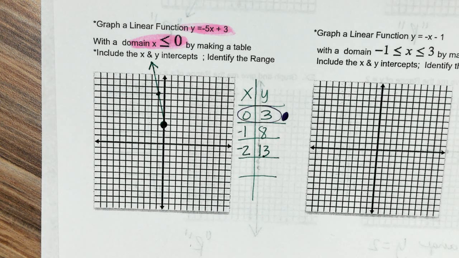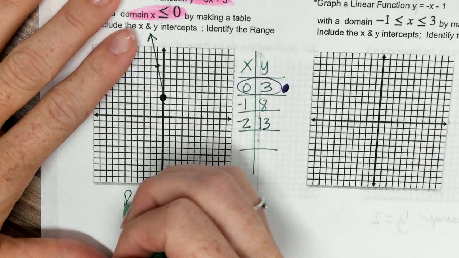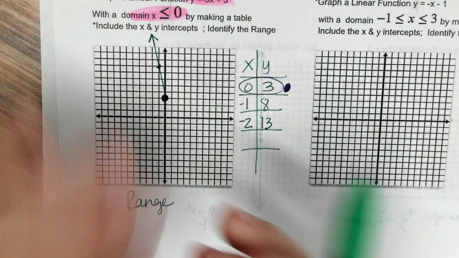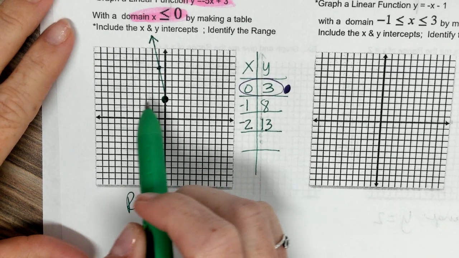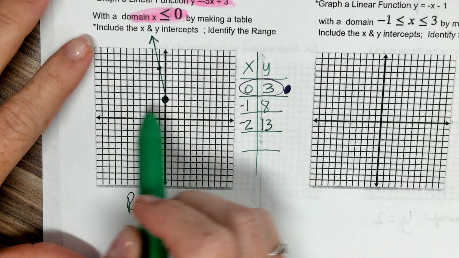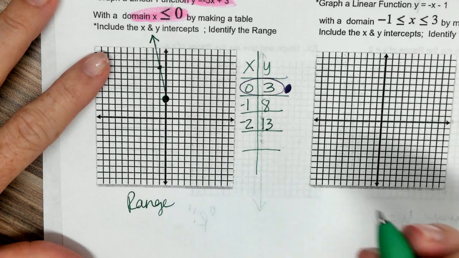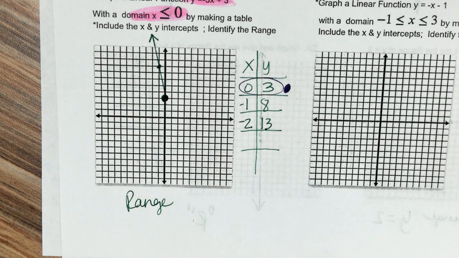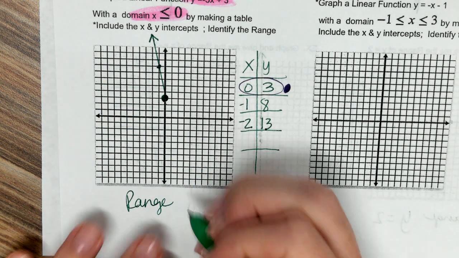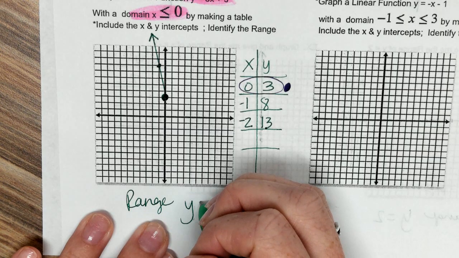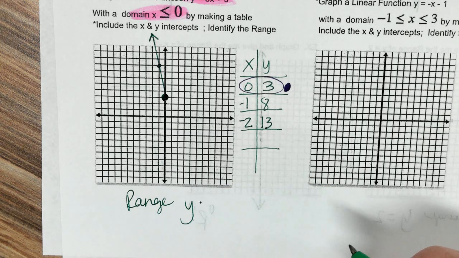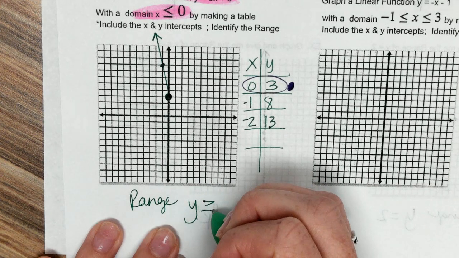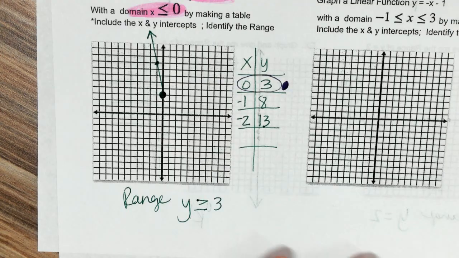Now let's identify the range. What does range mean? Lowest to highest. What is the lowest this dot goes on the y-axis? 3. Everything else is going above it. So y is it greater than or less than 3? Greater than or equal to 3.